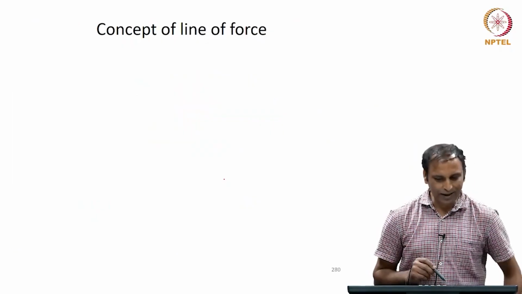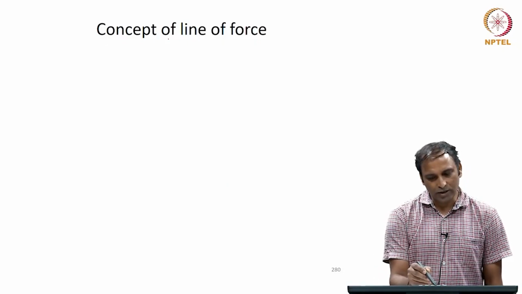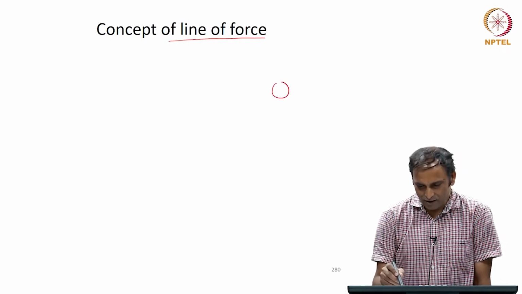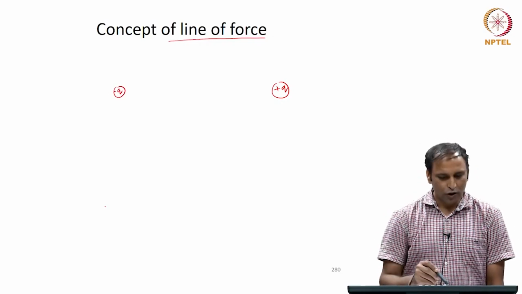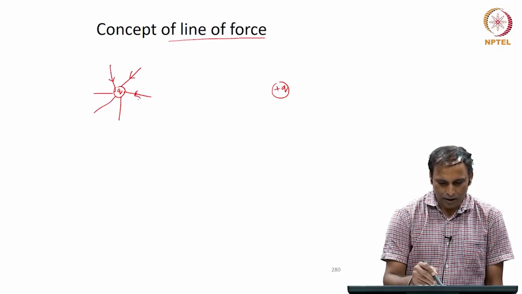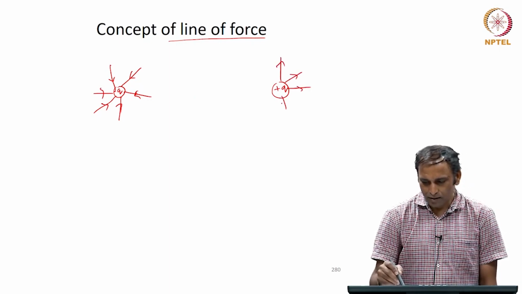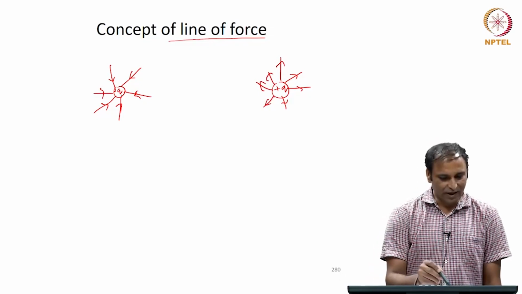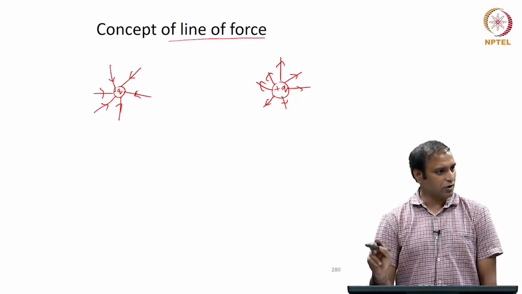In doing that, we would like to exploit a concept called the line of force. You would have seen in electrostatics pictures like this. If I have a plus q charge or a minus q charge, you would have seen some lines like this. What are they? They are the electric field lines, right. By convention, if it is a negative charge, the field lines are going to be inward, and if it is a positive charge, the field lines are going to be outward.